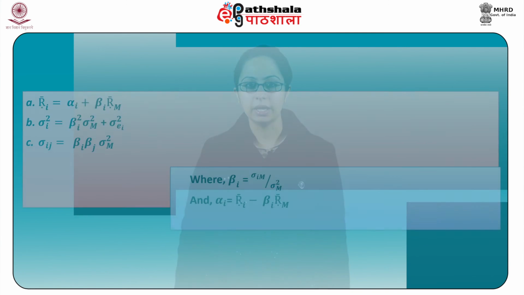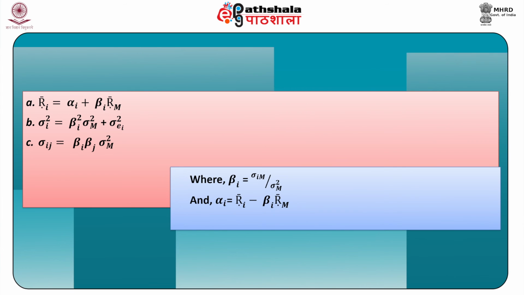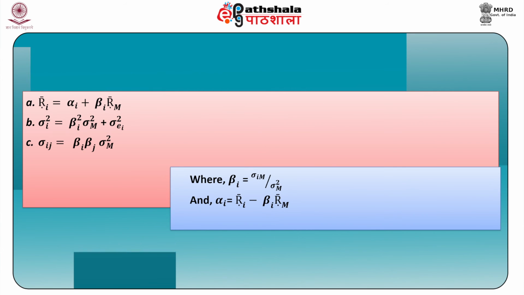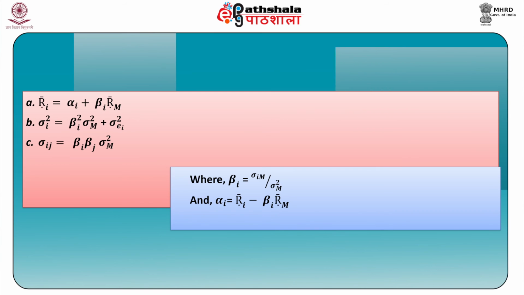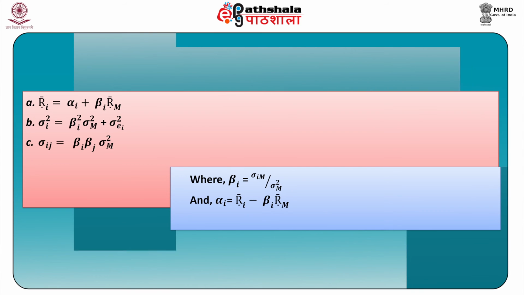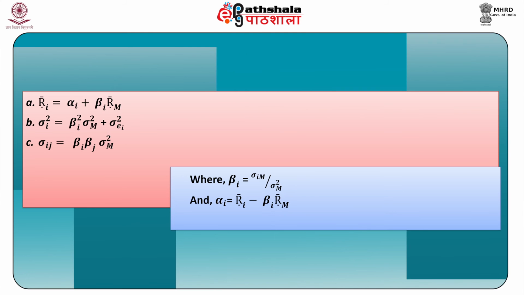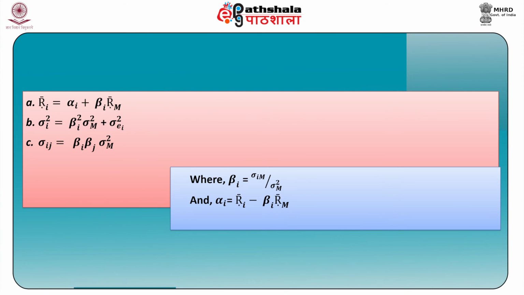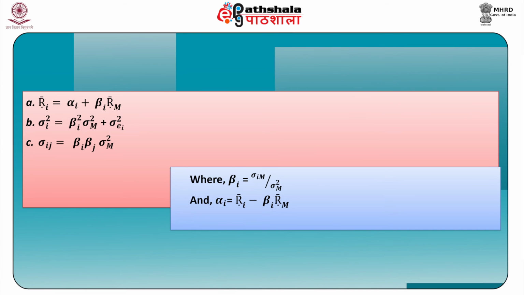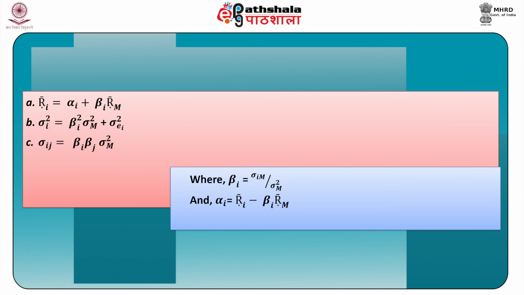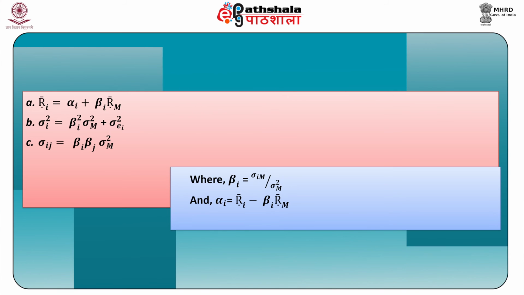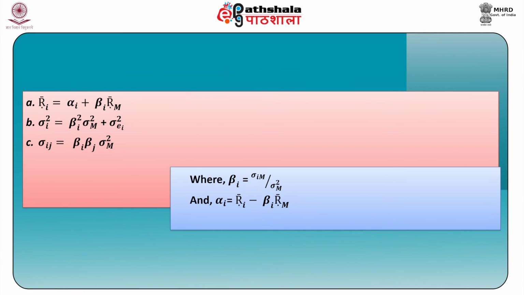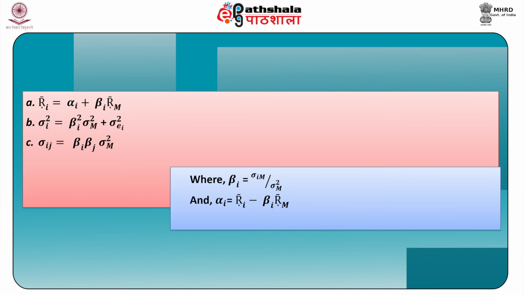We obtain the following expressions for the estimates or inputs required for the Markowitz portfolio optimization solution. A. Ri bar is equal to alpha i plus beta i into Rm bar. B. Sigma i square is equal to beta i square into sigma m square plus sigma Ei square. C. Sigma ij is equal to beta i into beta j sigma m square, where beta i is equal to sigma im upon sigma m square and alpha i is equal to Ri bar minus beta i into Rm bar.